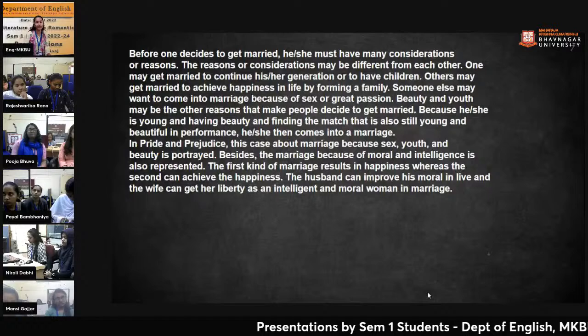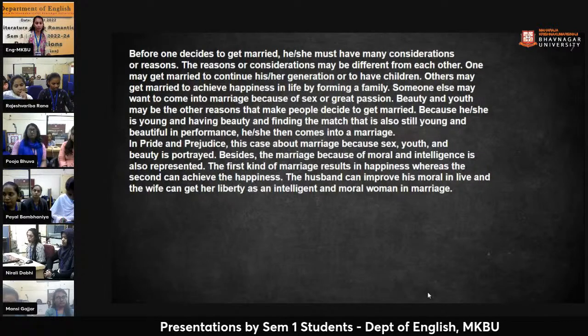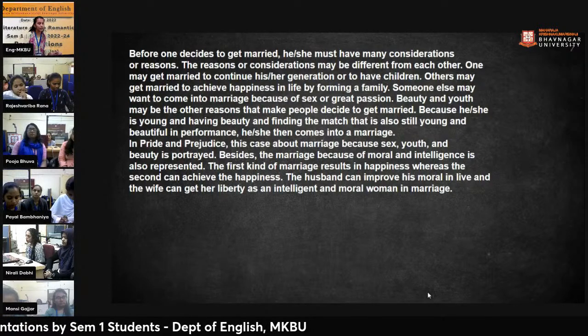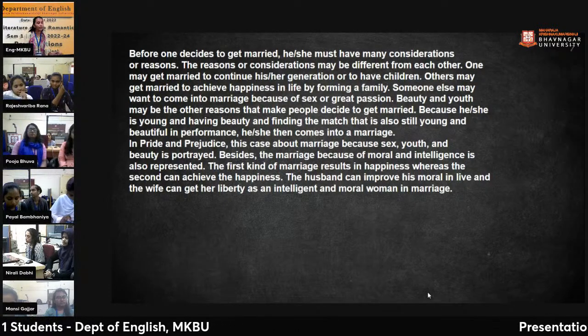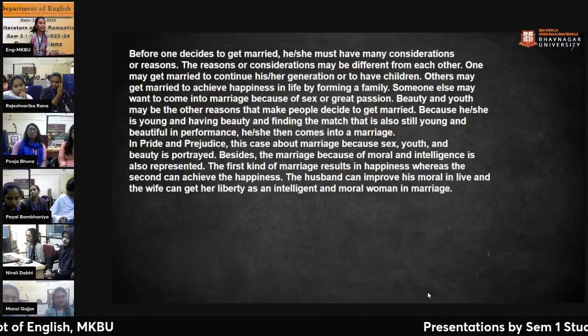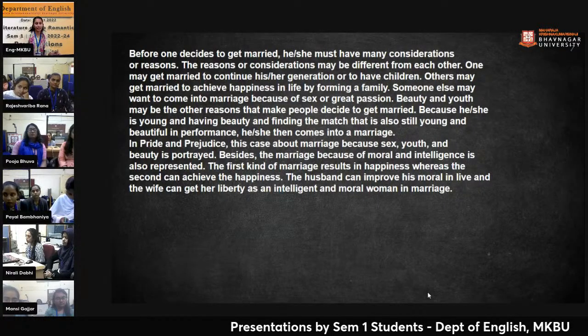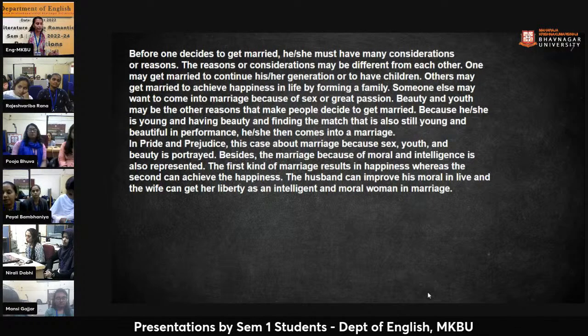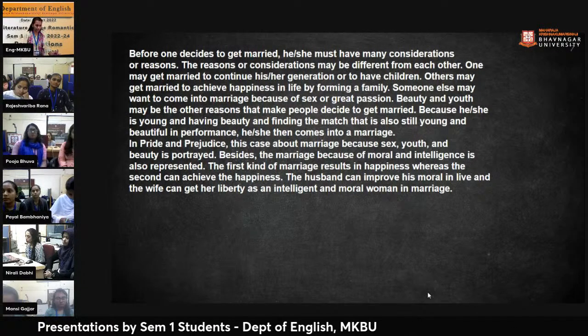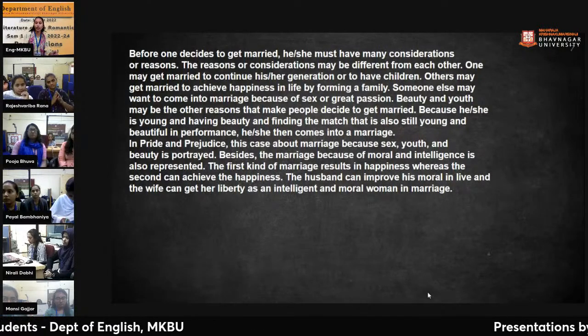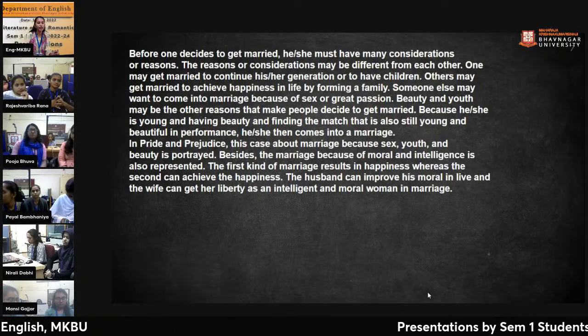Maybe another reason that makes people decide to get married is that she is young and has beauty and is finding a match that is also still young and beautiful in performance. He or she then comes into a marriage. In Pride and Prejudice, this case of marriage because of sex, youth, and beauty is portrayed, beside the marriage because of moral and intelligence, which is also represented.